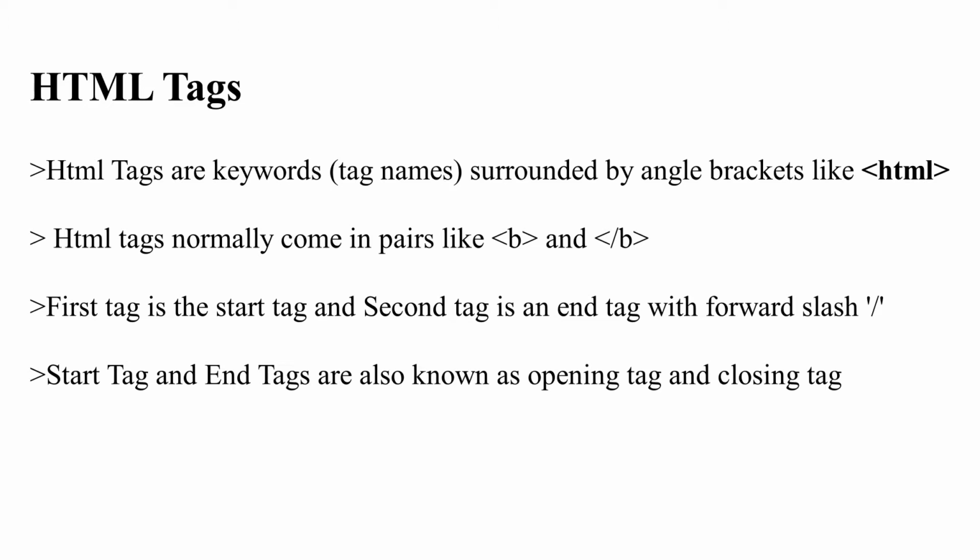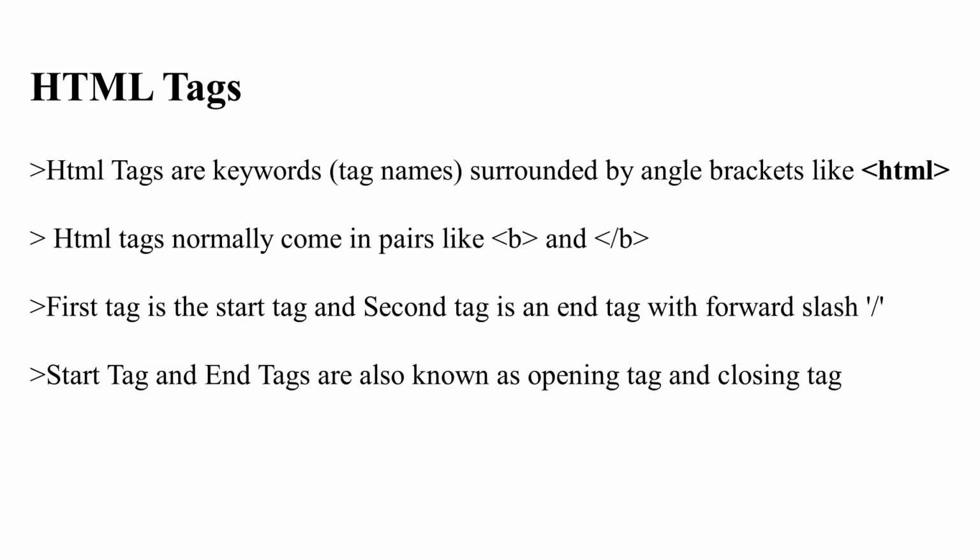So what are HTML tags? HTML tags are keywords surrounded by angle brackets, like I have given here. HTML tags normally come in pairs. Like this is the tag for bold. The first tag is known as a start tag, and the second tag is known as the end tag, with a forward slash. An end tag always has a forward slash, so we can know how it is ending. The start tag is also known as an opening tag. So if we have started some tag, it will close sometime. That is why the end tag is also known as a closing tag.